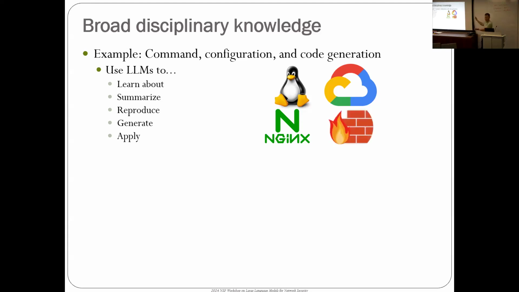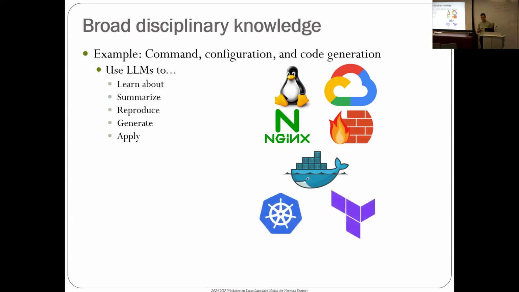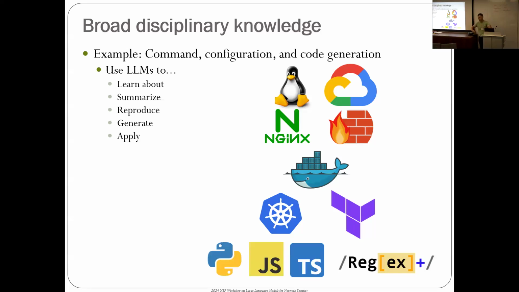IP tables, firewall rules. That's another domain that they might not know anything about that they can apply this approach to. Docker container files. So Dockerfiles are a thing to ship software artifacts portably. Kubernetes files, Terraform files, and then finally actual code. So Python, JavaScript, TypeScript, regular expressions. Again, this is all to cultivate this broad disciplinary knowledge in our students very quickly.